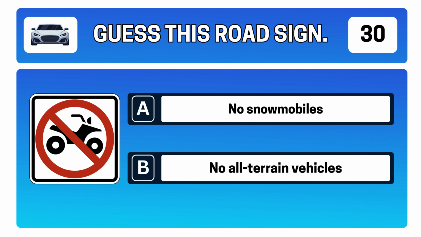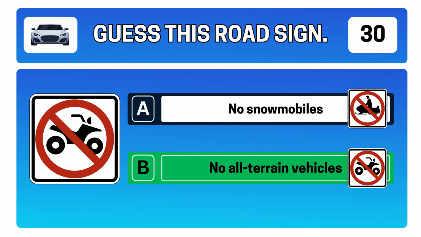What does this sign indicate? A. No snowmobiles. B. No all-terrain vehicles. Correct. It is the no all-terrain vehicles sign.